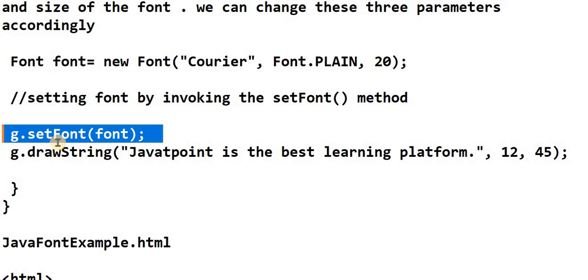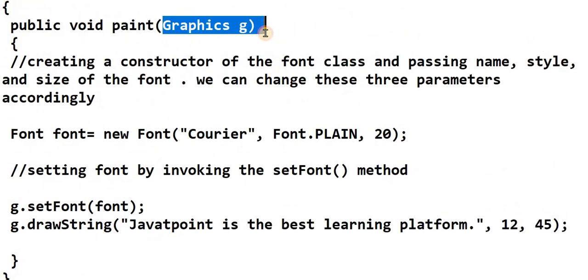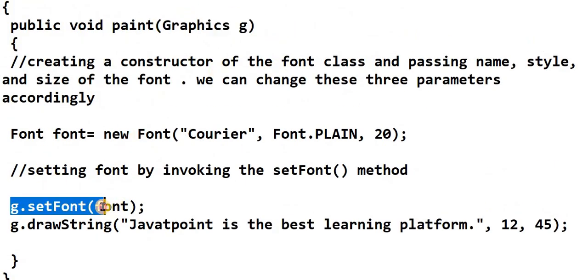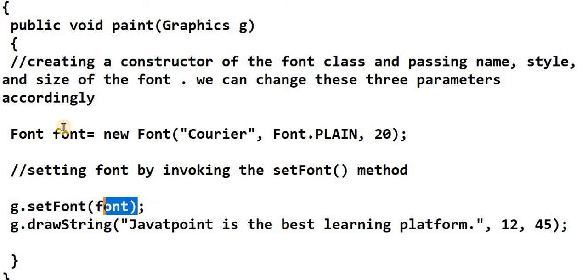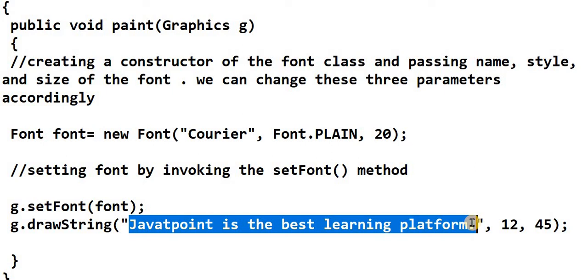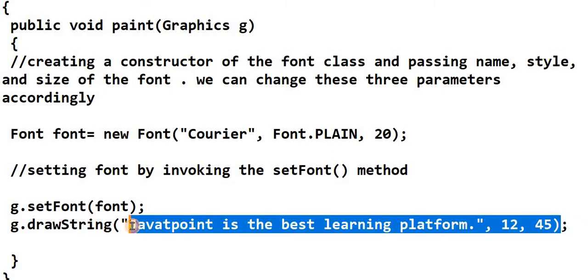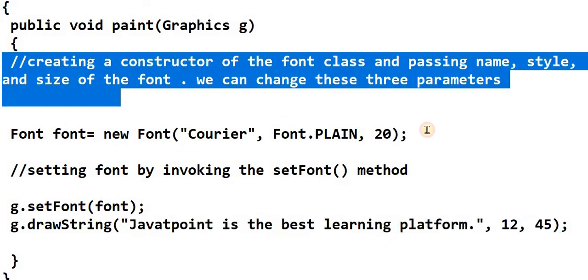Once the font is set, that particular font is to be used, right? So here we are using g.drawString. Graphics g.setFont: for this particular graphics I am setting up a font. Which font? This font. Font is set. Now once the font is set, I want to present a word or a line. As and when I present this particular line, automatically it gets this particular font. See the three simple steps here.